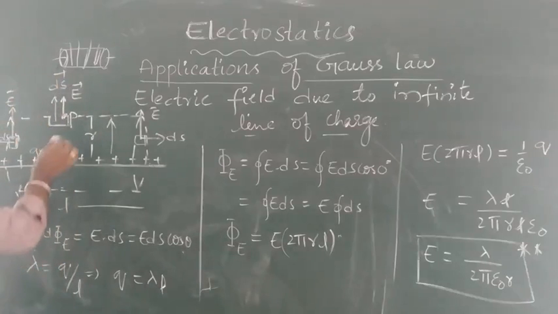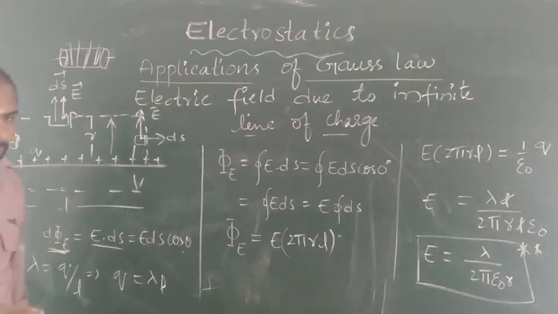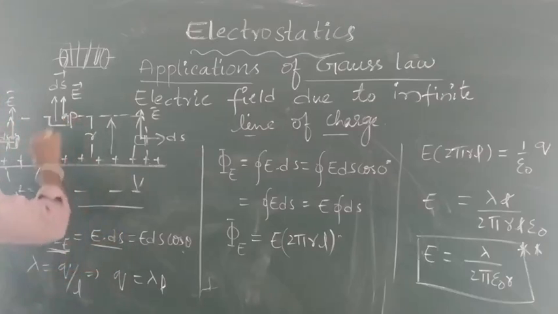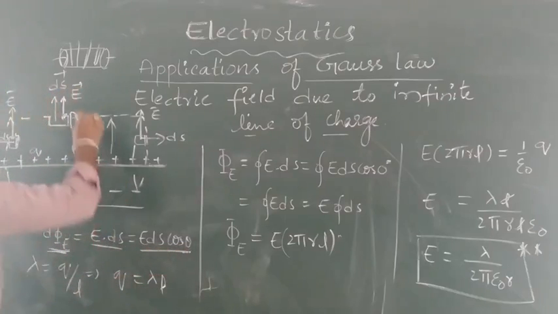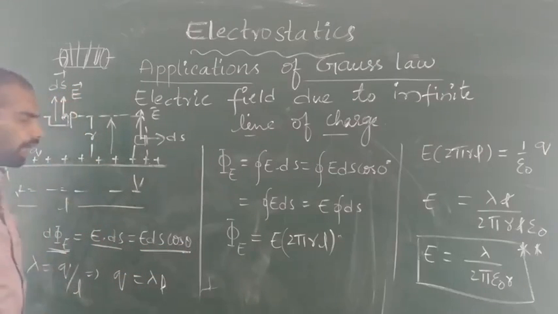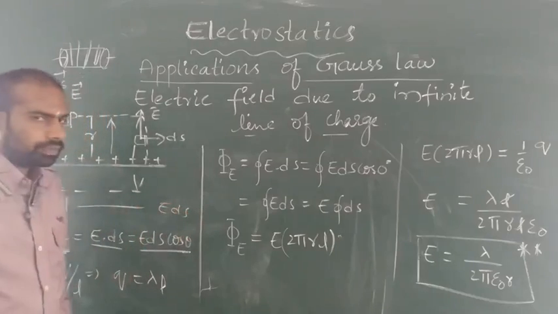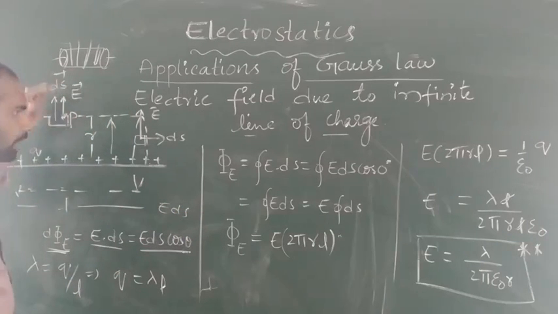Now the flux passing through this small element will be d phi is equal to E dot ds, according to the definition of flux. It is the dot product of the electric field intensity and the small area ds. So E dot ds is equal to how much? E ds cos theta. Here theta is how much? 0. Cos 0 is 1. So it is E ds. Now the flux passing through the entire curved surface is how much?